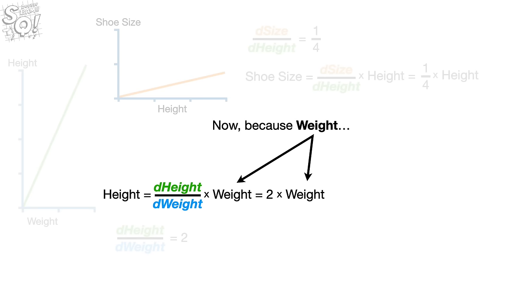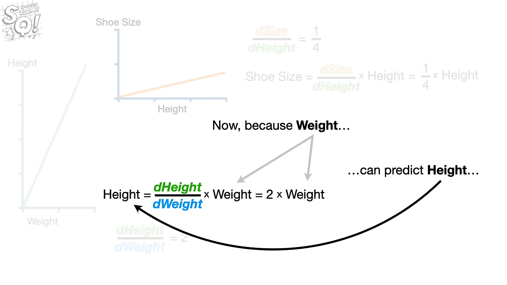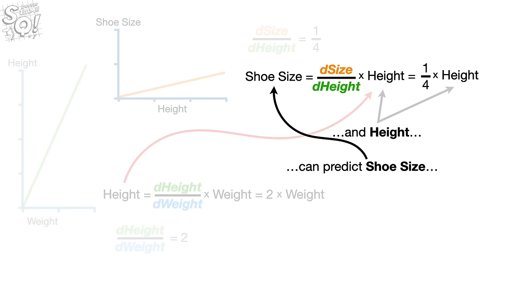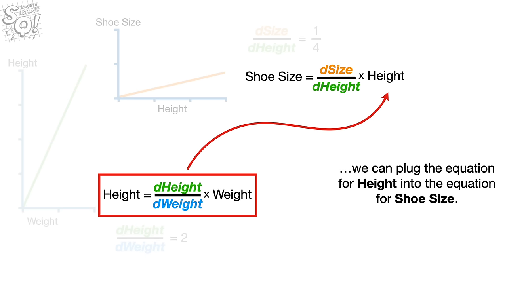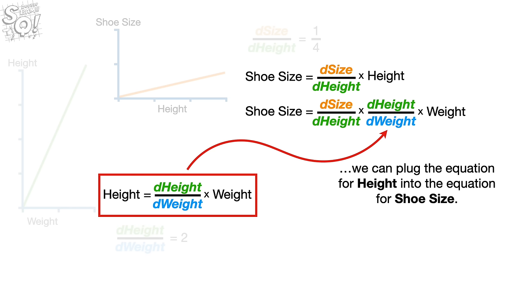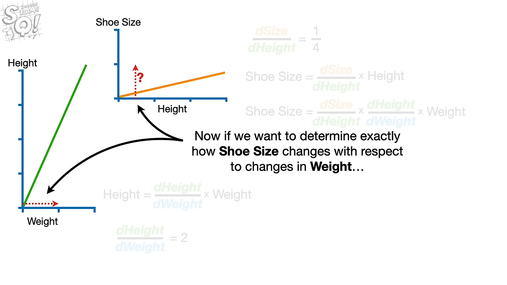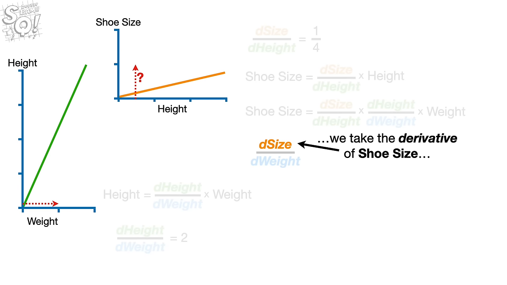Now, because weight can predict height, and height can predict shoe size, we can plug the equation for height into the equation for shoe size. Now, if we want to determine exactly how shoe size changes with respect to changes in weight, we can take the derivative of shoe size with respect to weight.